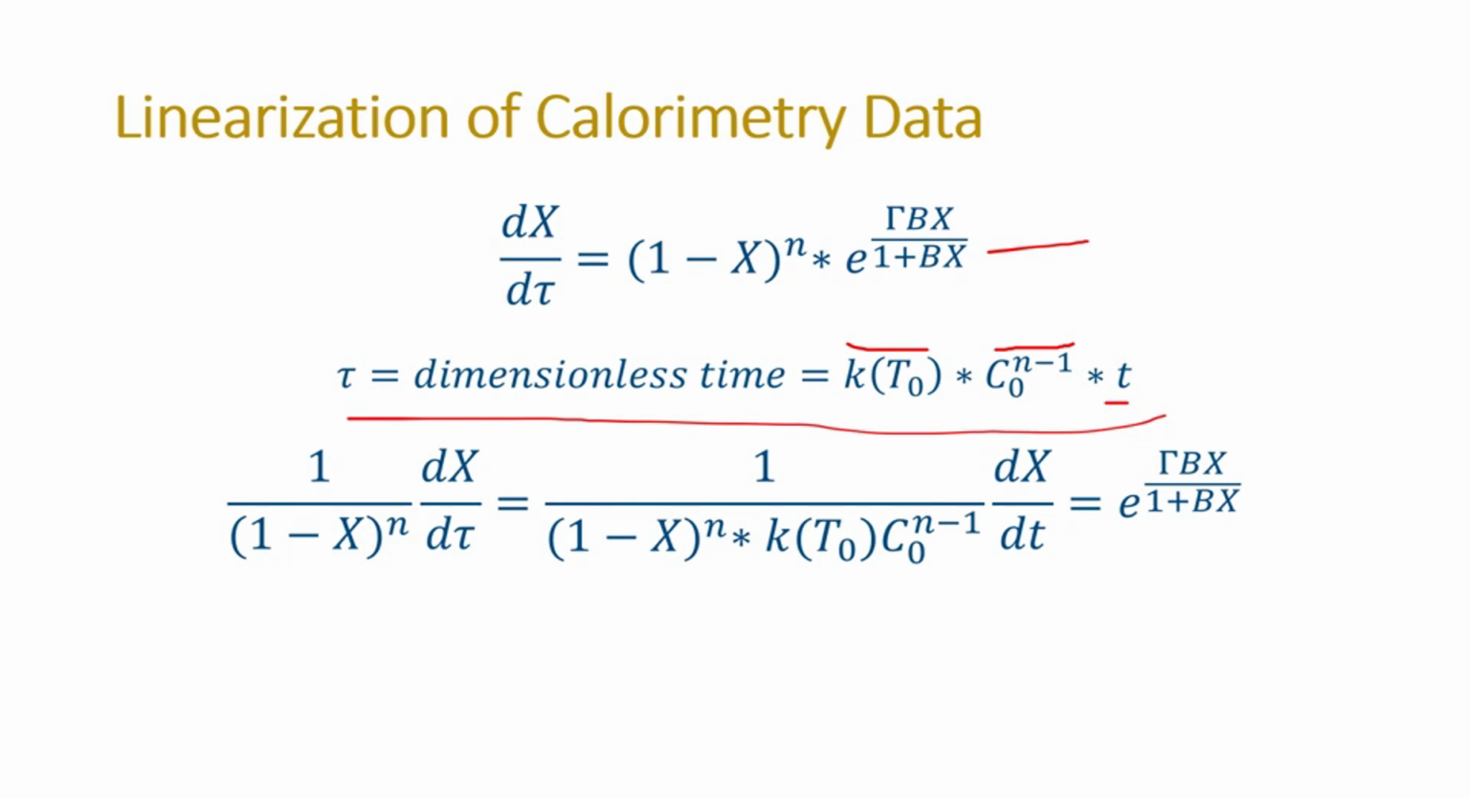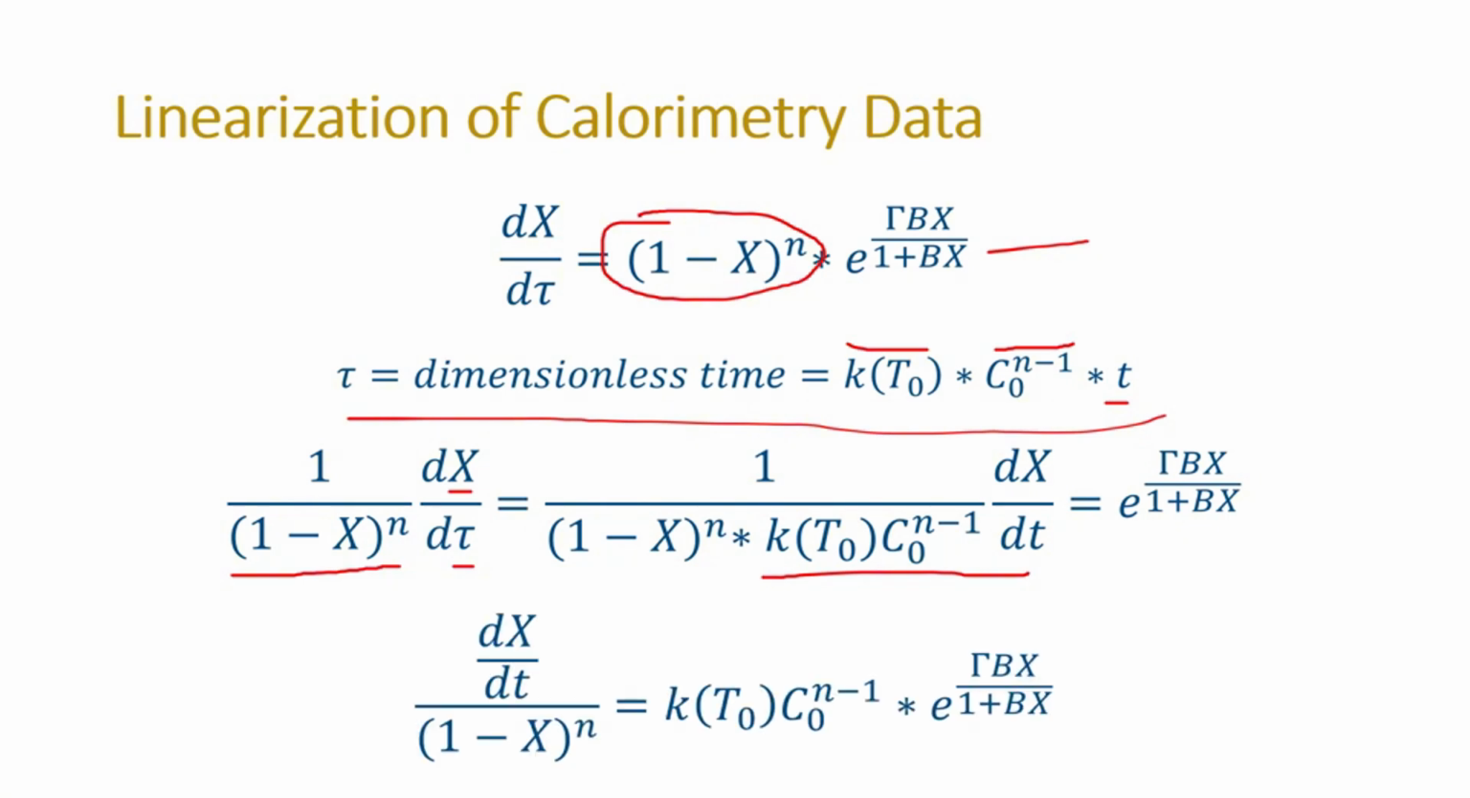The first manipulation we're going to do is move this 1 minus x to the n term, which was right here, over to the left-hand side of the equation where we see conversion. We're also going to plug in tau, so we're bringing dimensional time back into our expression. So here is tau worked back in.